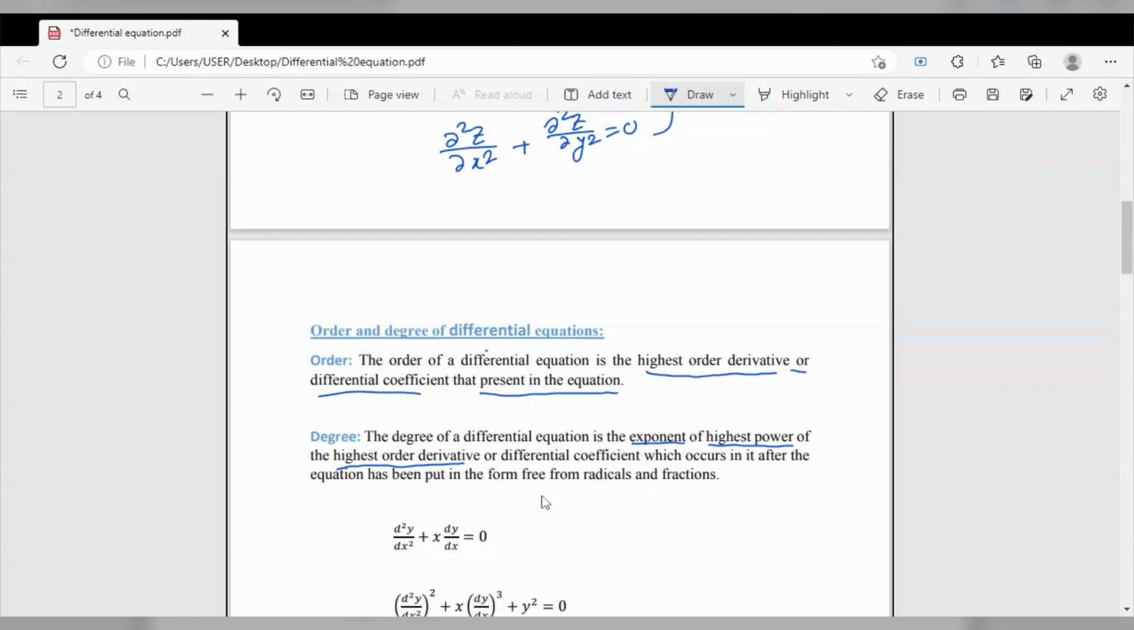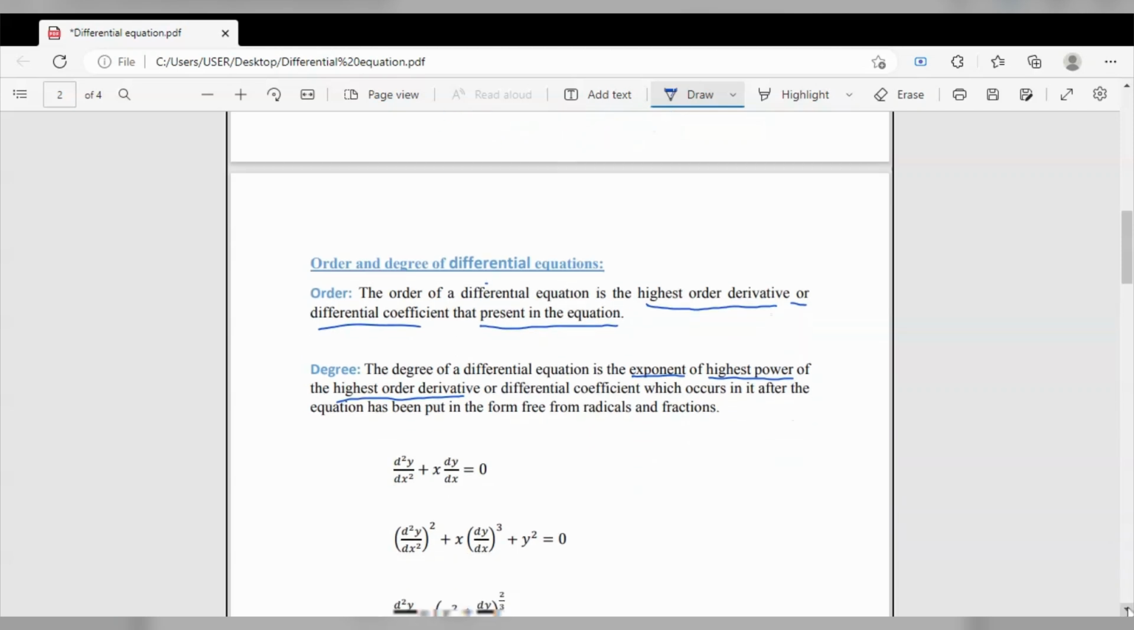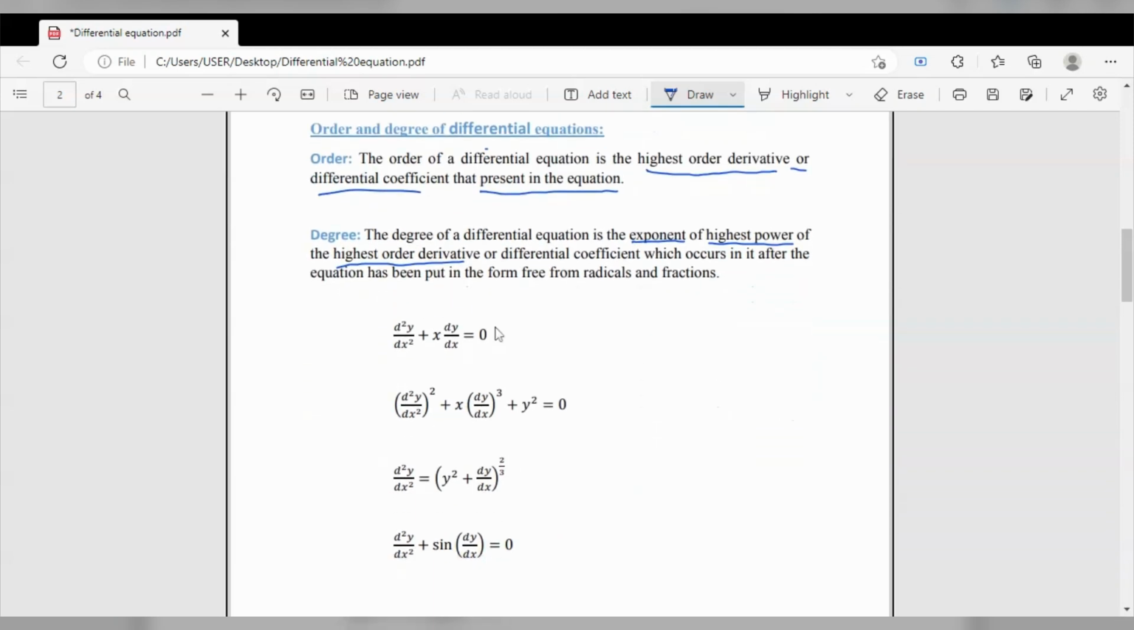Now go to the examples. Consider the first example, d2y by dx square plus x into dy by dx. Here, the highest order derivative is d2y by dx square. So the order of the differential equation is 2, and the degree of the differential equation is 1, since the highest order derivative has exponent 1.